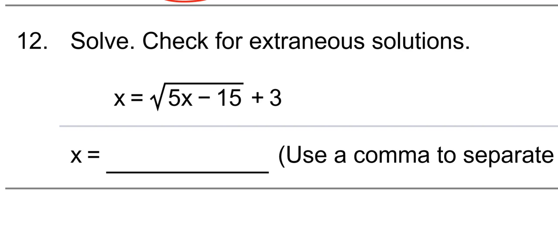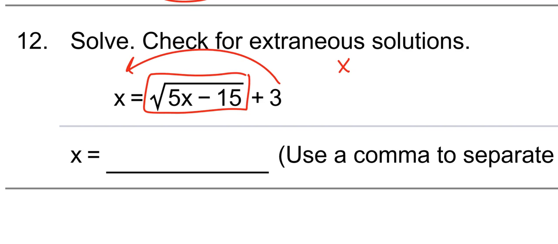Okay, this is probably your most difficult question on this particular test. Is the radical by itself? Yes or no? No, so we subtract 3. Now the radical's by itself. What are you going to do to both sides?